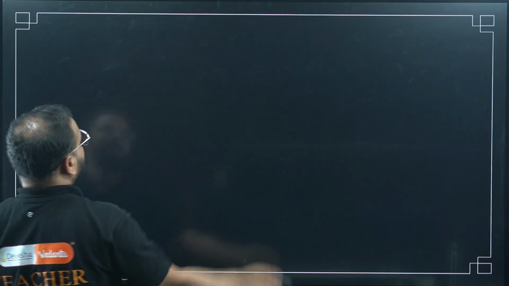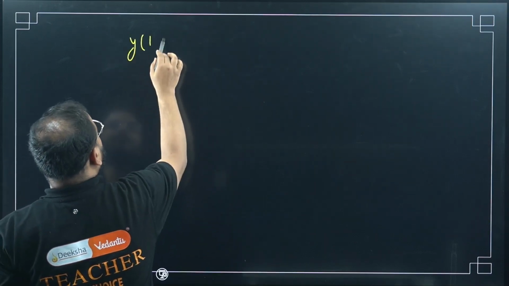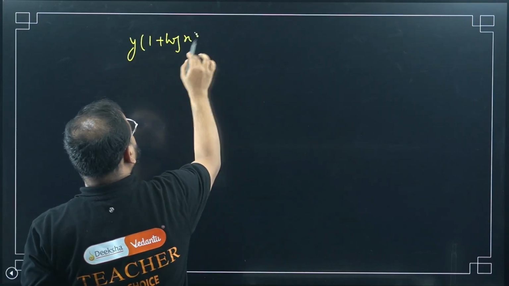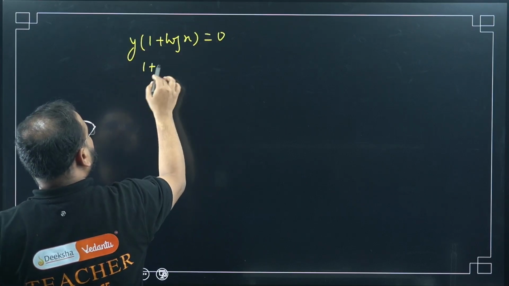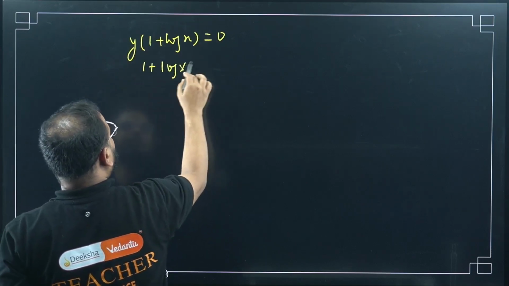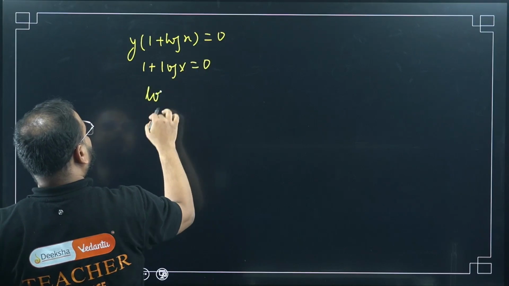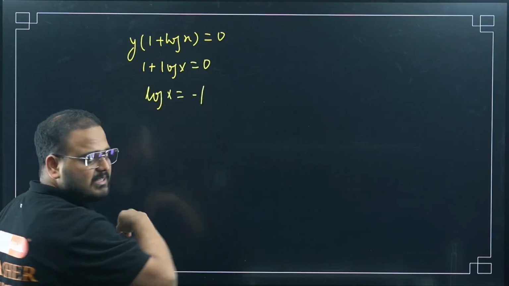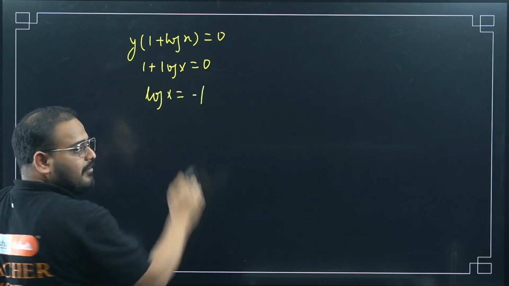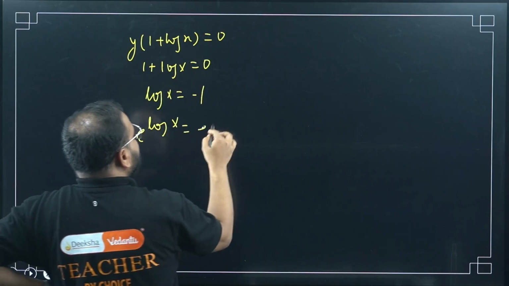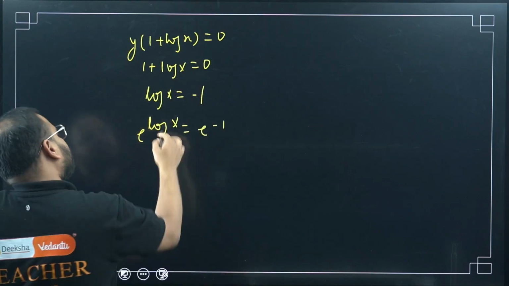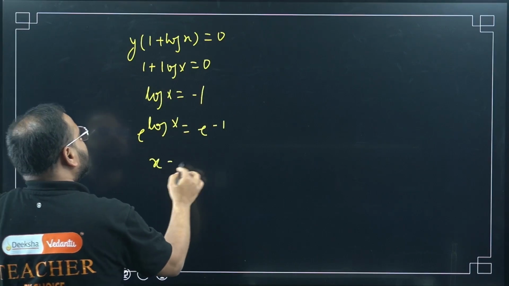Now check here. If I'm writing y times 1 plus log x equals 0, y is a non-zero number, so I can take it to the other side, and it will become 0 only. So 1 plus log x equals 0. It means log x equals minus 1. Same steps we did in the previous question. Take everything with the base e. So e to the power log x equals e to the power minus 1. This will free itself. Inverse function: x equals e power minus 1.